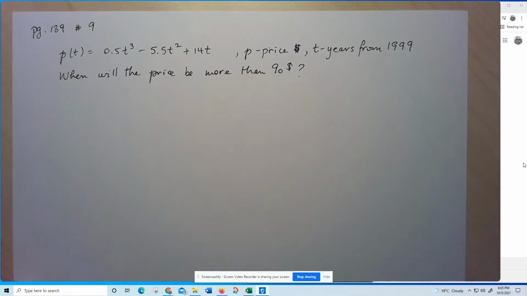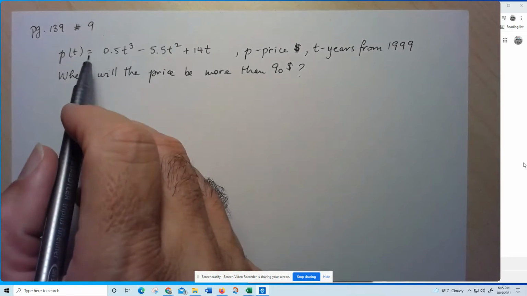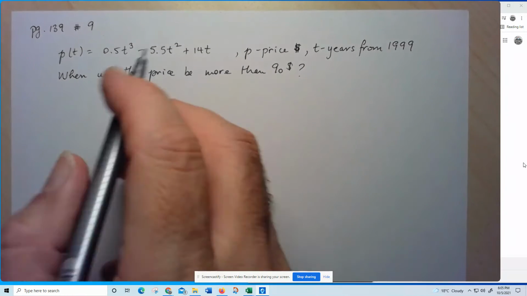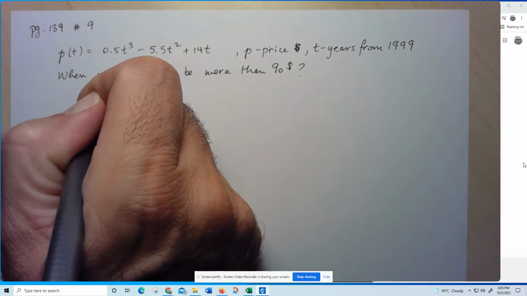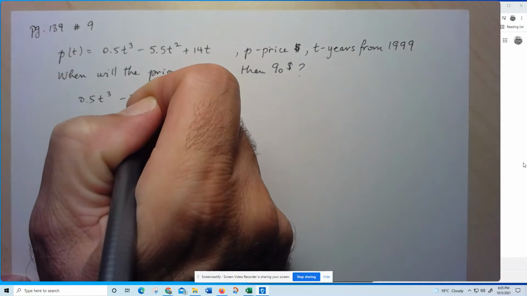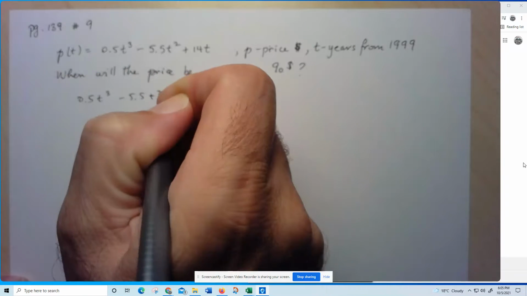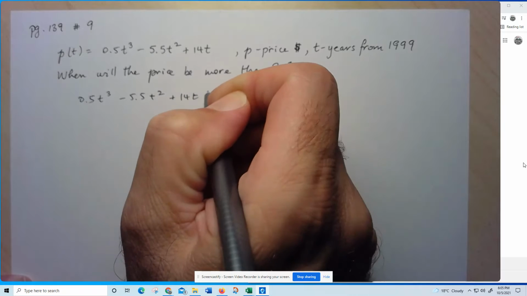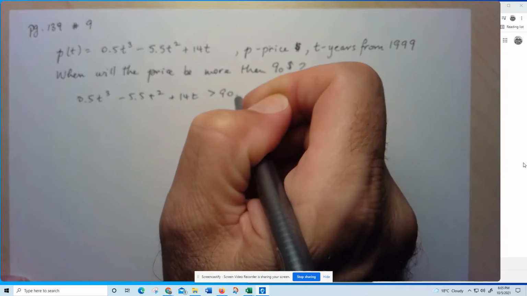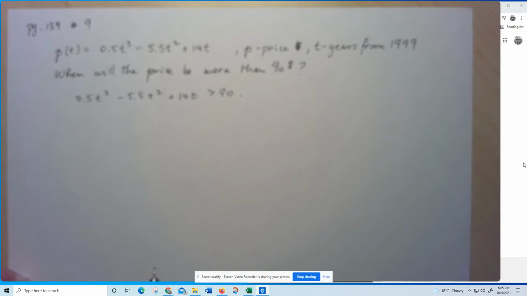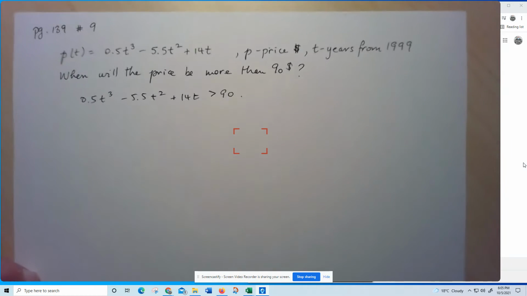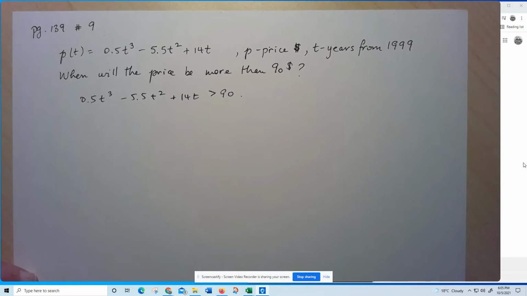So what we have here is a polynomial inequality, because we want to know when the price of this stock, which is given by 0.5t cubed minus 5.5t squared plus 14t, is going to be greater than $90. This is what we're trying to solve. What we need to do is go through our algorithm for solving an inequality.